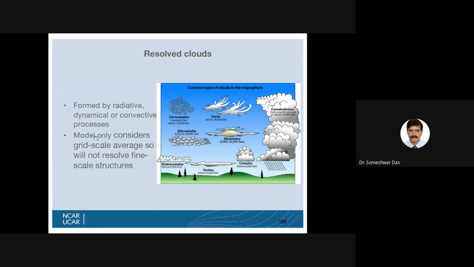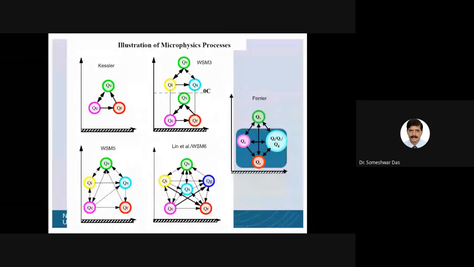So the model considers grid scale averages, so it will not resolve the fine scale structures. Okay. This illustrates the different cloud species in different schemes. If you are using the Kessler scheme, then you have only 3 cloud species: one is the cloud water, one is the rainwater, and the other is the water vapor. Okay, the simplest type of scheme, the Kessler scheme.